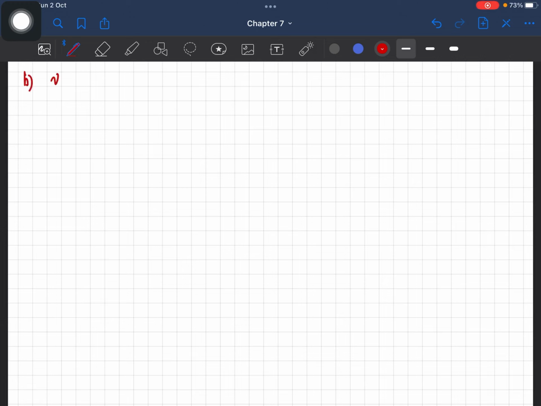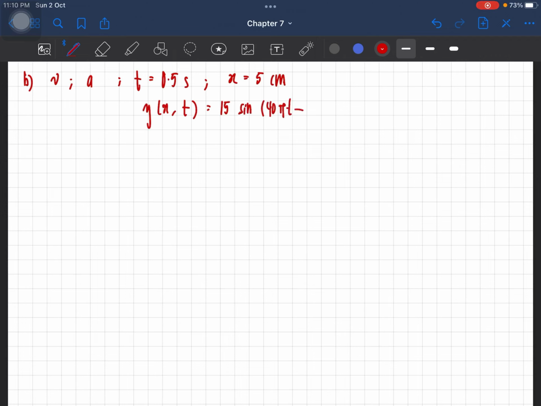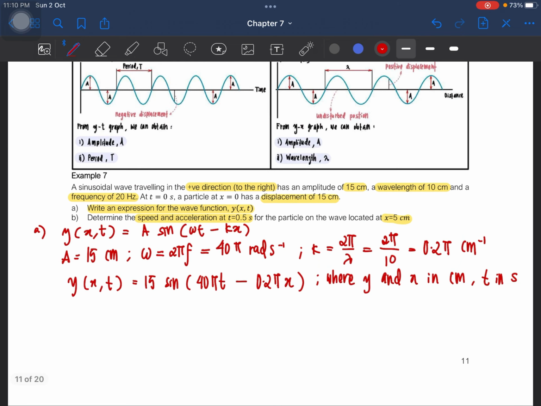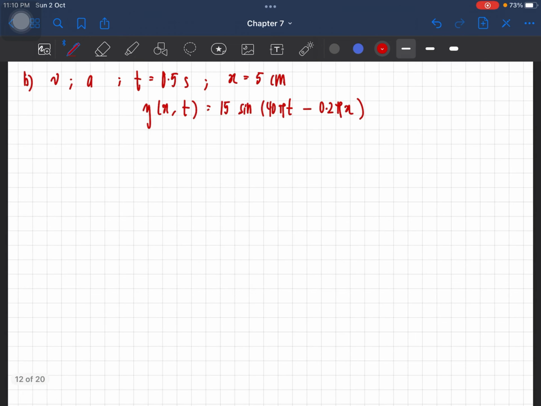For this one, we need to find the speed and acceleration at t equal to 0.5 seconds and at x equal to 5 cm. So let us write our equation again first: y is equal to 15 sin(40 pi t minus 0.2 pi x). What was k again? 0.2 pi, so 0.2 pi x. Yes. Okay, so this is our general equation.